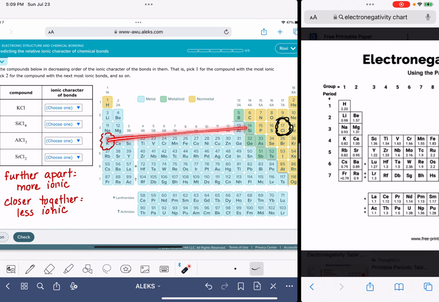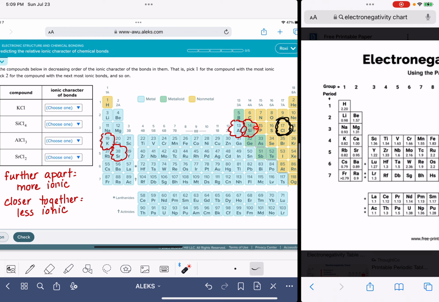And these elements are pretty far apart on the periodic table. That means that it's going to be a pretty ionic compound. I have Si, which is located right here. They're pretty close together, not very ionic. I have aluminum, which is right next to Si, also pretty close together, not very ionic. And then I have strontium right here, pretty far apart from chlorine. That's also going to be pretty ionic.